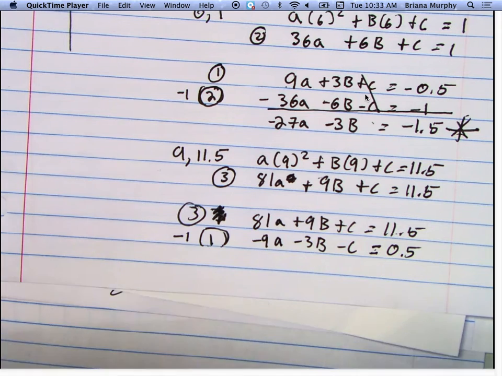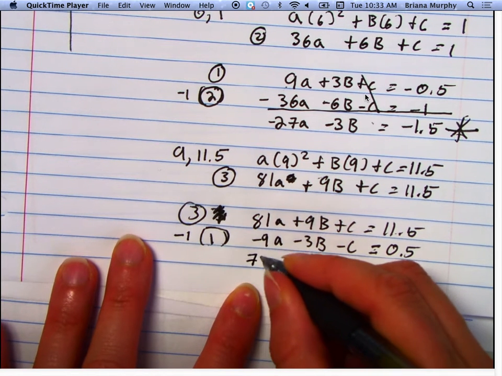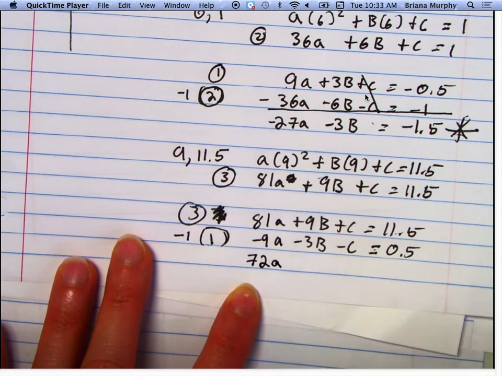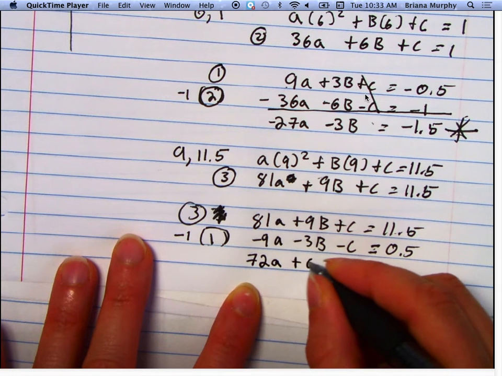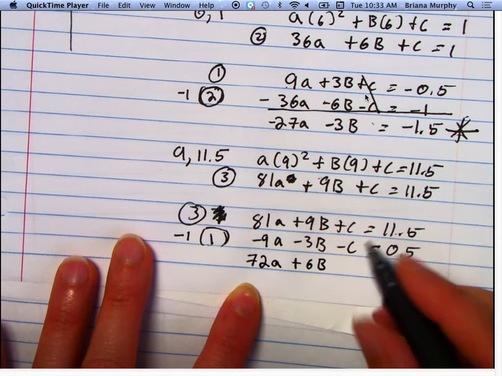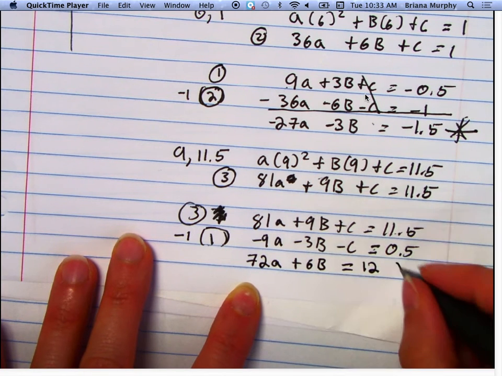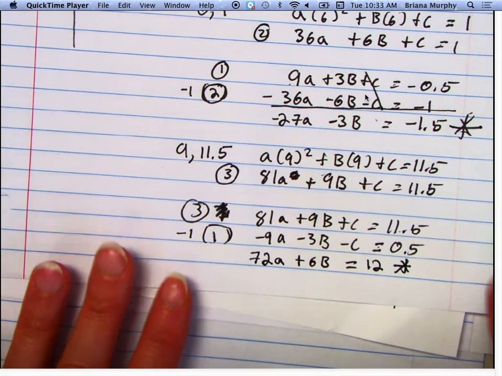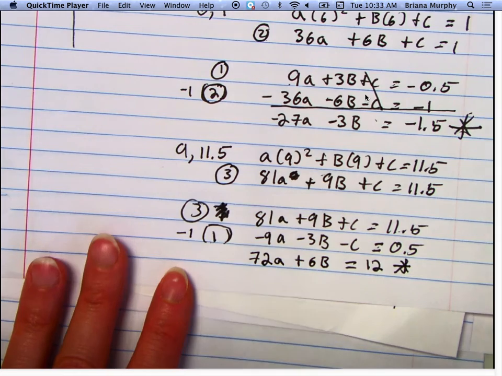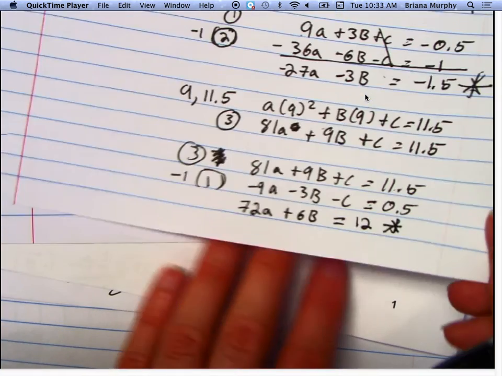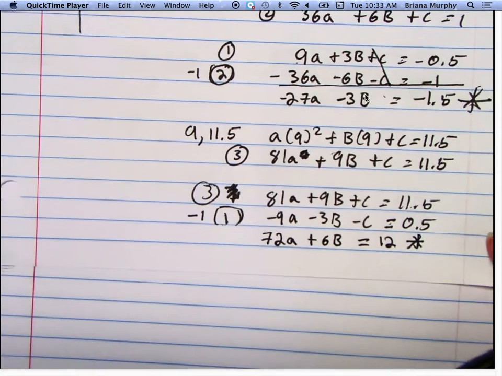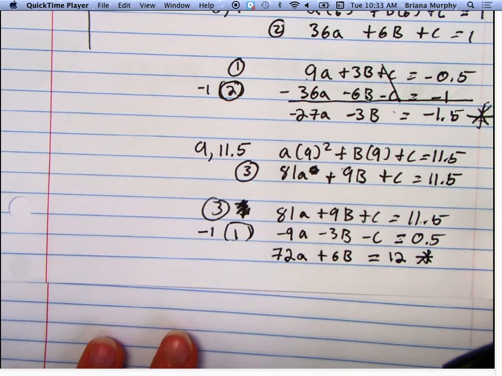This gives me 72A plus 6B equals 11. This is my new equation. Yes? Is this just like doing the really old, long way of quadratics? Yes.